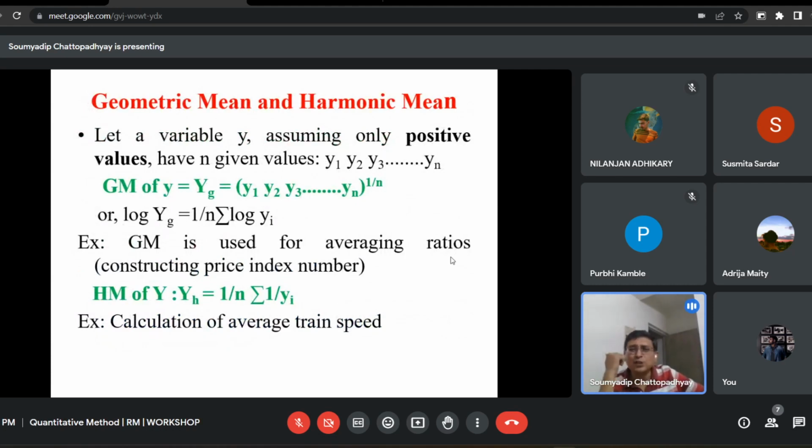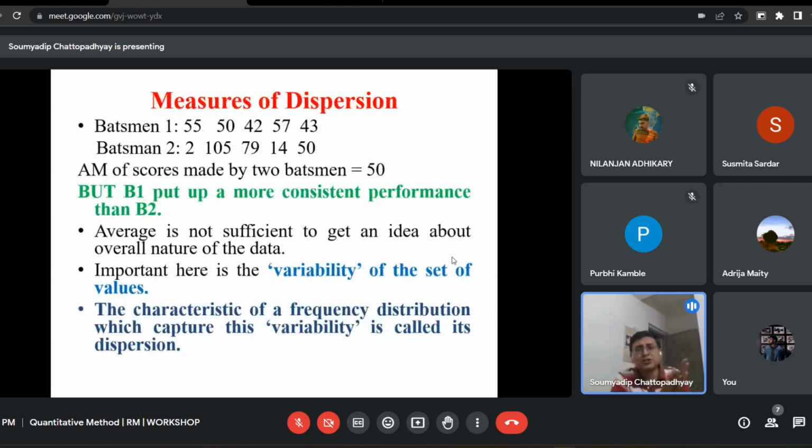And this is the formula for the geometric mean. Generally, the geometric mean and the harmonic mean are not used much in political science or other social sciences. But since these are two other standard measures of average, I have just mentioned that you need to be familiar with the geometric mean and harmonic mean concepts. Let me now come to the measures of dispersion.